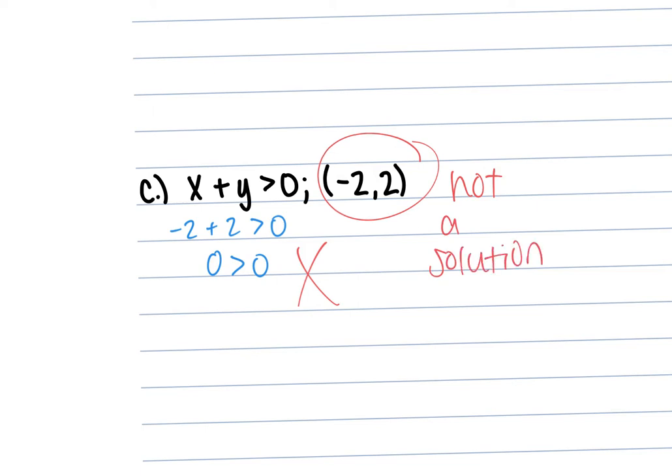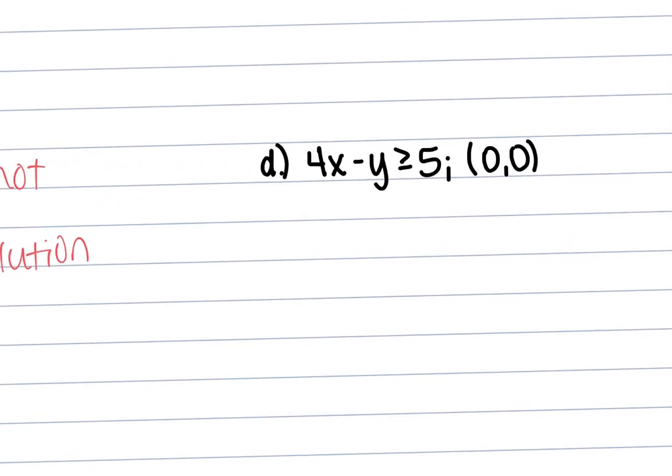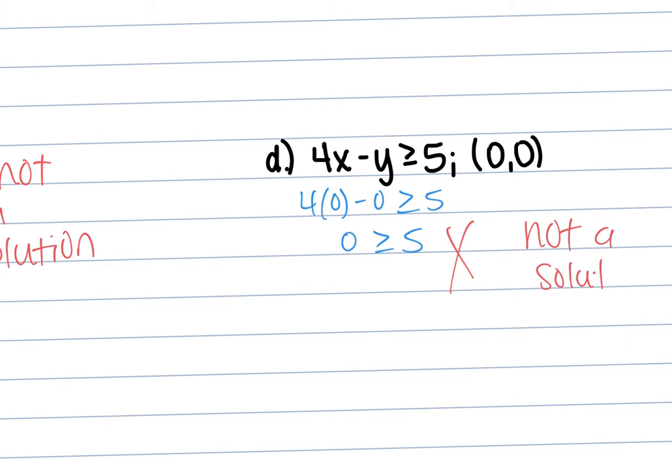These aren't too bad, right? We're going to do D, and then if you guys want to jump ahead, do E and F, okay? We've got 4x minus y is greater than or equal to 5. We plug in 0, we plug in 0. We're going to get 4 times 0 minus 0 is greater than or equal to 5. This is 0 is greater than or equal to 5. Is that true? Nope, it's false. So we say not a solution. Do E and F. If you think you got them, raise your hand.